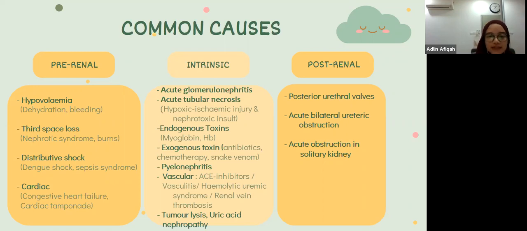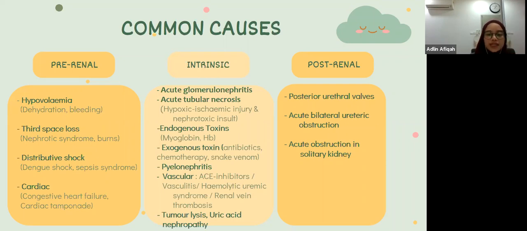Other than that is acute tubular necrosis, or ATN, which is normally caused by hypoxic ischemic injury and nephrotoxic insult. Other intrinsic causes are endogenous toxins such as myoglobin and hemoglobin, exogenous toxins from antibiotics such as aminoglycosides, chemotherapy, and also snake venom. Infection may also cause AKI, which is pyelonephritis. And for vascular causes, there are ACE inhibitors, vasculitis, hemolytic uremic syndrome, and renal vein thrombosis.